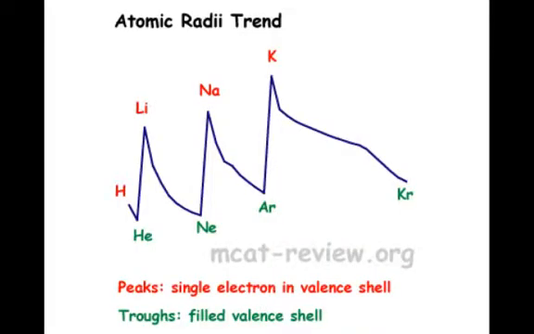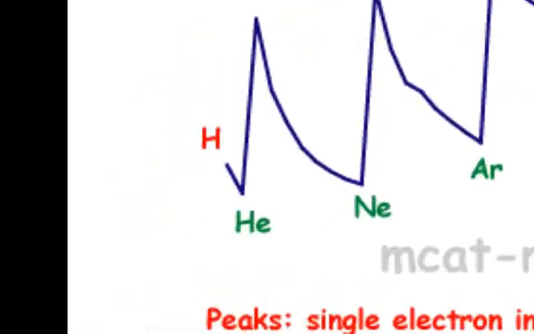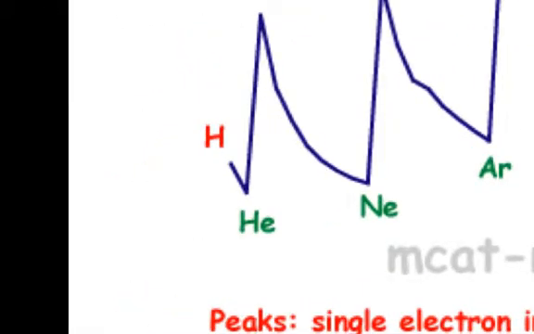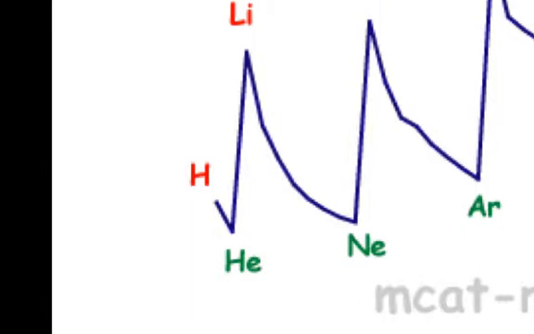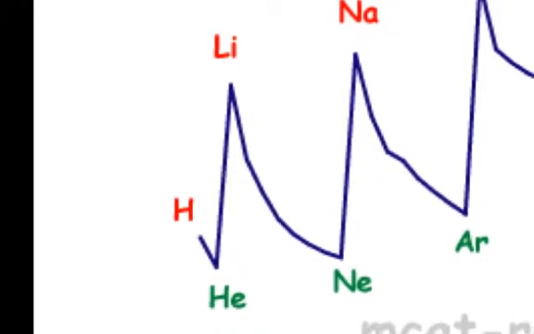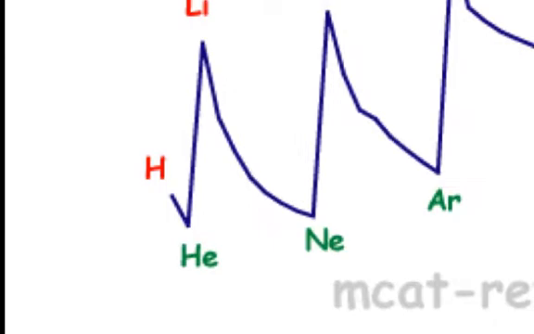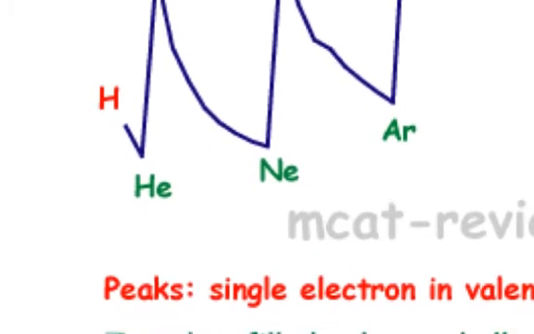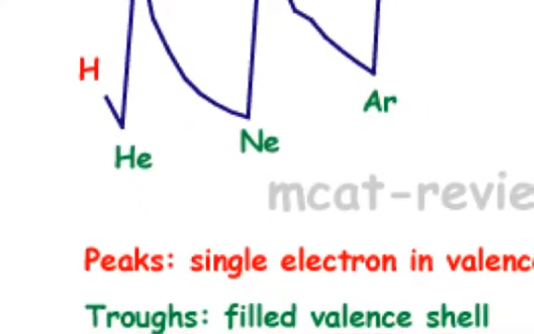Okay. You can see the atomic radii trend here. When you go from hydrogen to helium, you decrease the atomic radius. But as you go from helium to lithium, you have to add another electron and it goes into the next quantum level, which then increases the radius dramatically. But then you add protons, add protons, add protons, add protons, decreasing the atomic radius every step of the way until you get to neon.